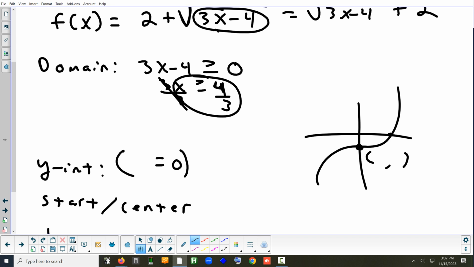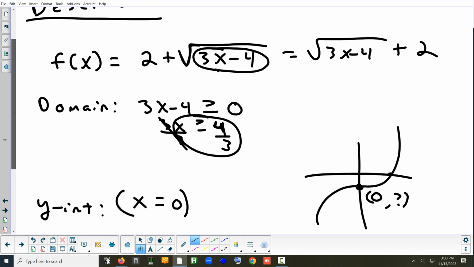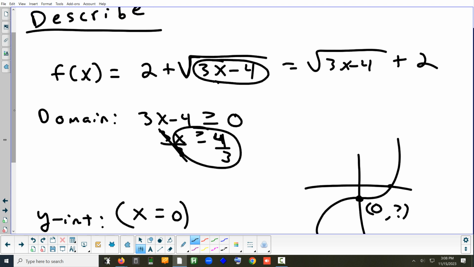I don't know what the y is, but to find the y-intercept, I know x is 0. Okay, so let's plug in 0 for x and see what happens.